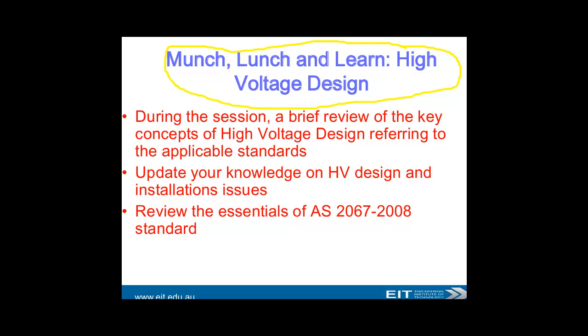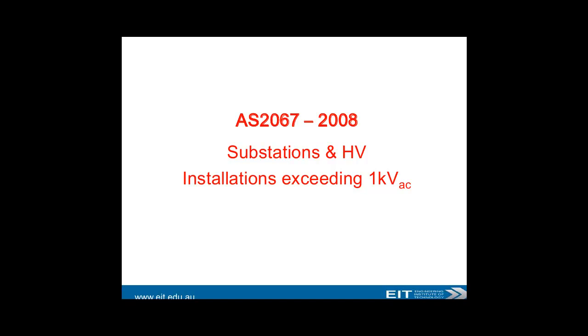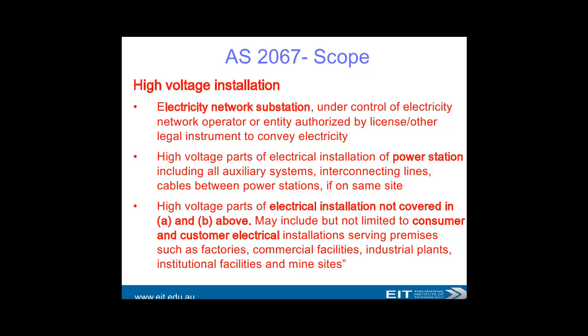So just to give you a quick run through on the HV design standard, AS 2067-2008, which of course has had a few minor changes since. In fact, there's a review committee going through at the moment. So it's AS 2067, focusing on substations and high voltage installations exceeding 1,000 volts AC. Okay, so off we go.